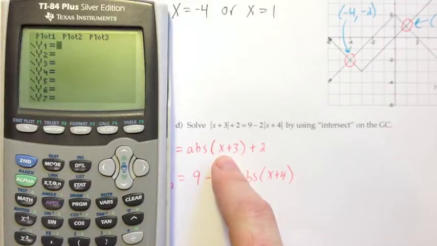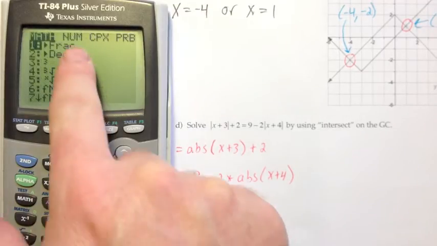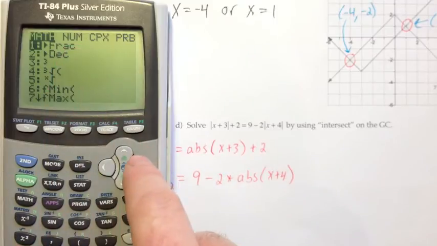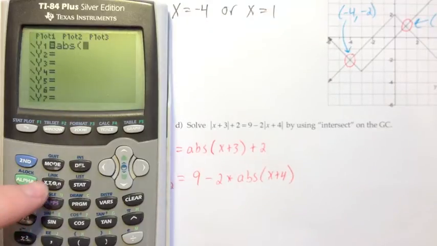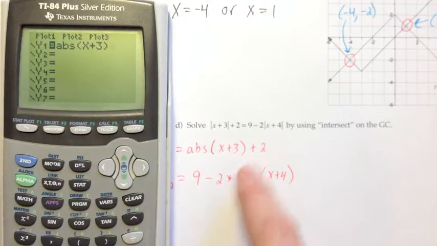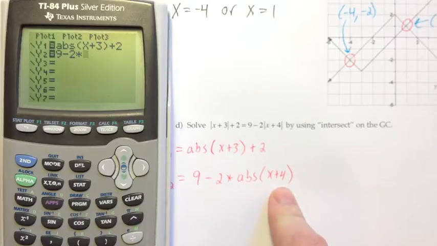So we need to know how to find the absolute value, and there are a couple buttons we have to press for that. The first one is the math key right here. So I press math, I go to the NUM for numerical, and the top one is the ABS. So math, numerical, ABS, and then I can put my x plus 3 and then the plus 2. And then you'll see all those steps again. We're going to do 9 minus 2 times, and then it's the absolute value of x plus 4.